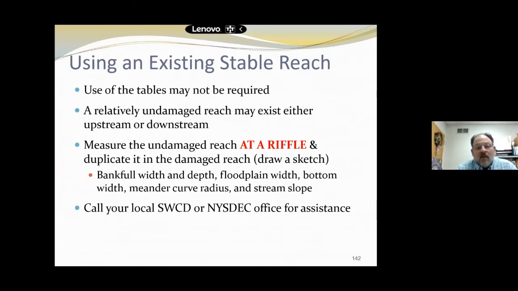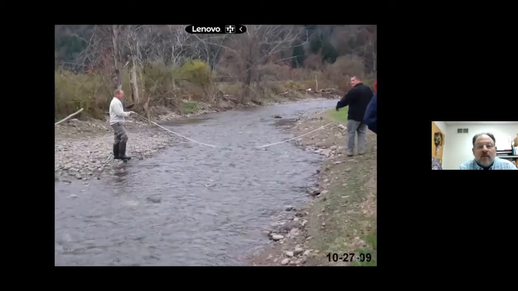So what we're looking for is an area within a riffle rather than a meander bend, in order to duplicate a cross-sectional area by drawing a sketch and surveying to figure out the bank full width, depth, floodplain width, the bottom width, meander curve radius, and the slope is what we're looking for. And of course, your soil and water district can assist you with these determinations if need be, or where to take the slide or take the cross section.